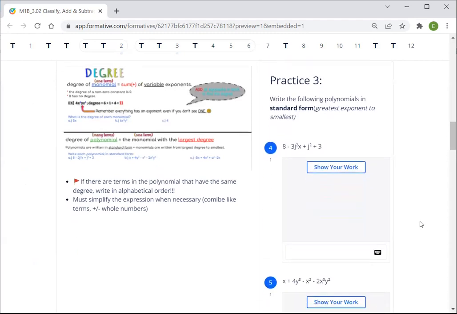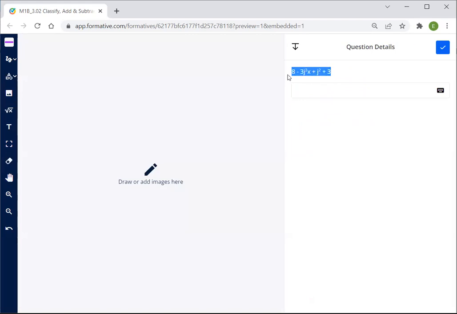All right. Practice number 3, it says write this in standard form. So what standard form means is we want to write it from the greatest exponent to the smallest exponent. So I'm going to go ahead and copy paste. And it doesn't work, so I'm going to delete it.